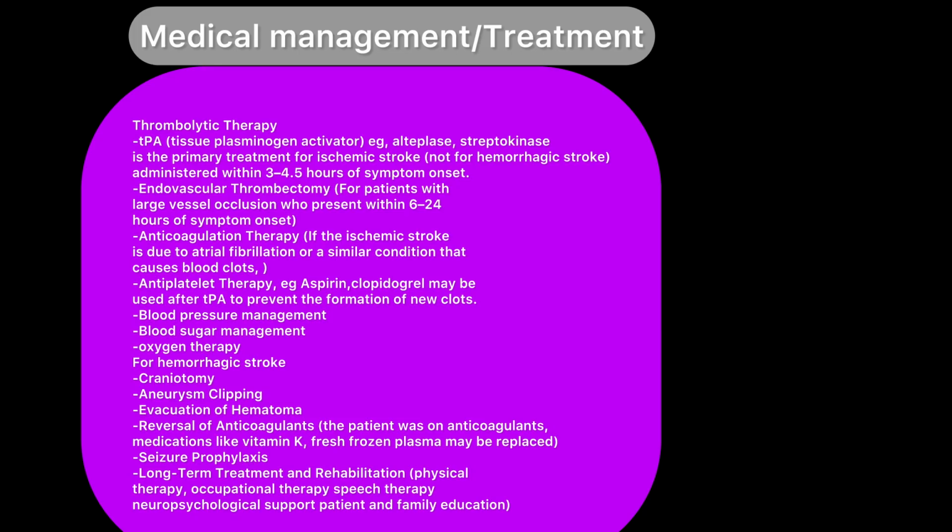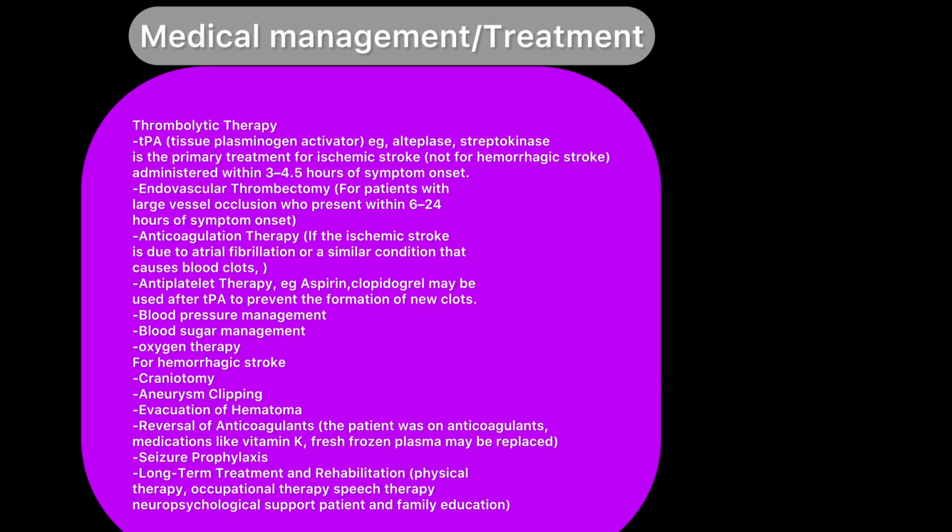Endovascular thrombectomy procedure is done in case of large vessel occlusions. Anticoagulant therapy is used for conditions which cause blood clots like atrial fibrillation. After TPA, antiplatelet therapy like aspirin is started to prevent further clot formation. And other supportive managements are blood pressure management, blood sugar management, oxygen therapy.